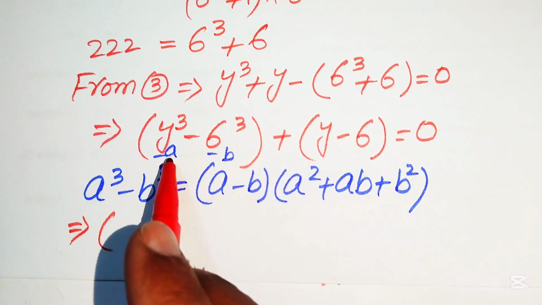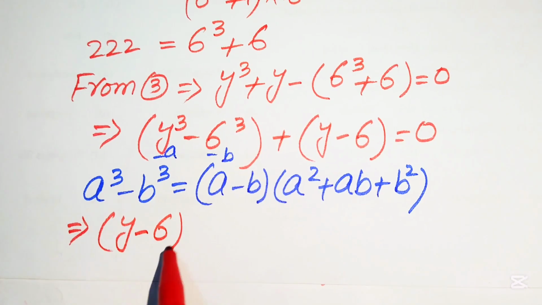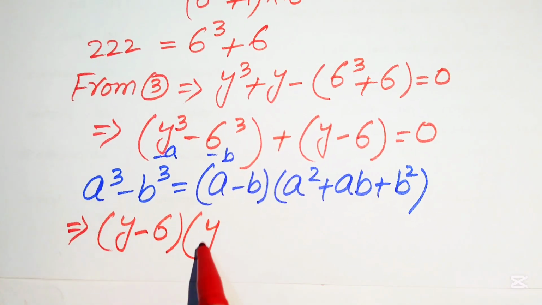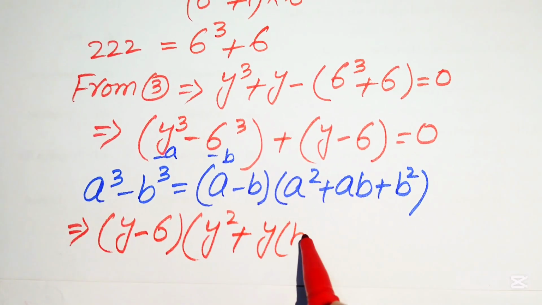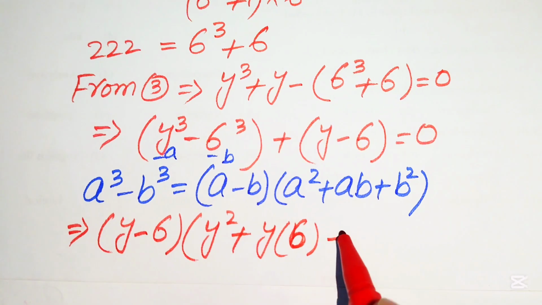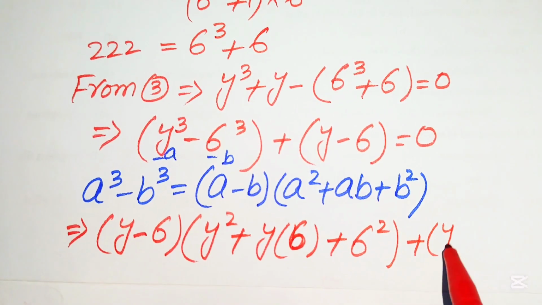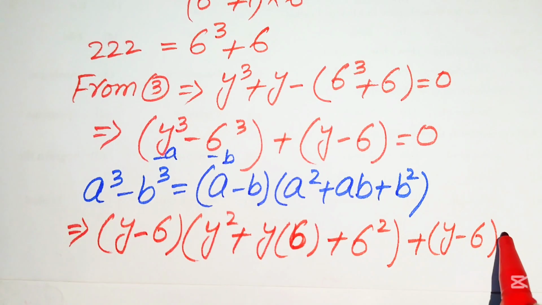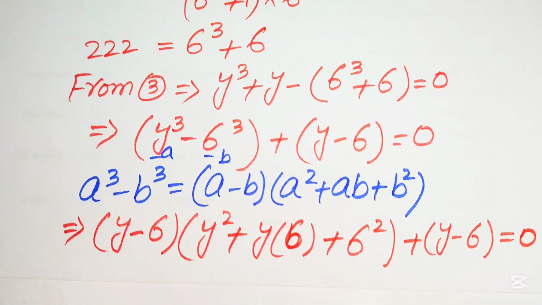So according to this formula, our first term is written in this form. We have a minus b first, so a is y minus b is 6, into a square. So a is y square plus ab, a is y and our b is 6, and plus b square. So b is 6 square, plus y minus 6, and this whole equation equals 0.